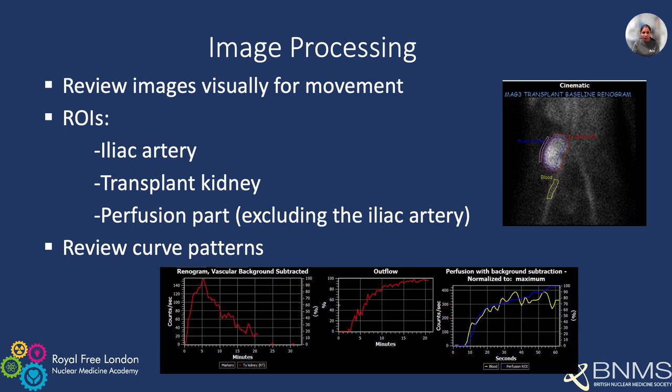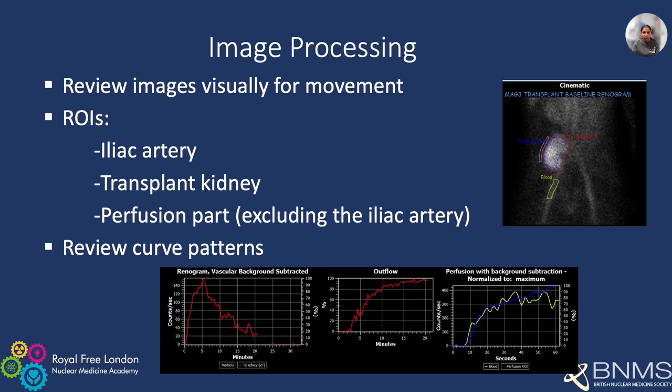Then we'll be drawing the ROI over the transplant kidney, and care should be taken again that it's not too tight or too loose. The transplant kidney ROI should be optimal. Also here at RFH, we do draw a separate perfusion ROI just for the visual analysis. In that case, we always try to exclude the iliac artery, as shown in the image on the left upper corner.